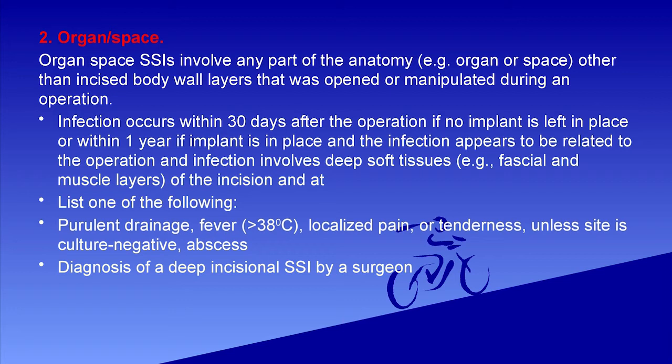The second type of SSI is organ space. Organ space SSIs involve any part of the anatomy, for example an organ or space, other than the incised body wall layer that was opened and manipulated during an operation. The infection occurs within 30 days after the operation if no implants are left in place, or within 1 year if an implant is in place and the infection appears to be related to the operation, and the infection involves the deep soft tissues. Then it is said to be an organ space infection.